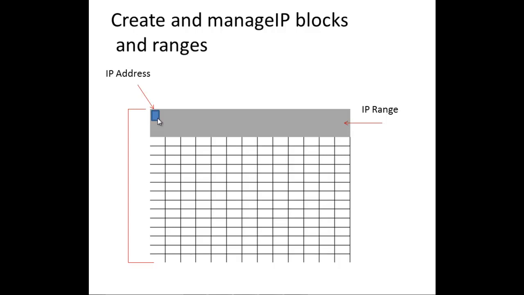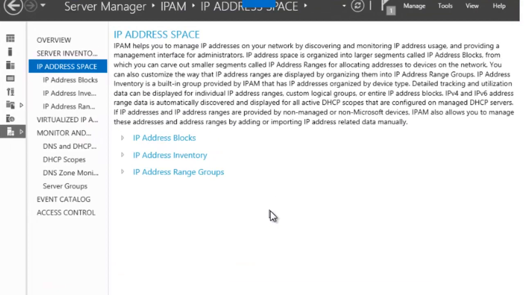Now you can enter the IP addresses into IPAM manually, or if you have a file, then you can import those addresses into IPAM. We're going to take a look at how we manage IP address blocks and IP address ranges. We are now in the IPAM navigation pane, and in the upper IPAM navigation pane, we want to click on IP address blocks.